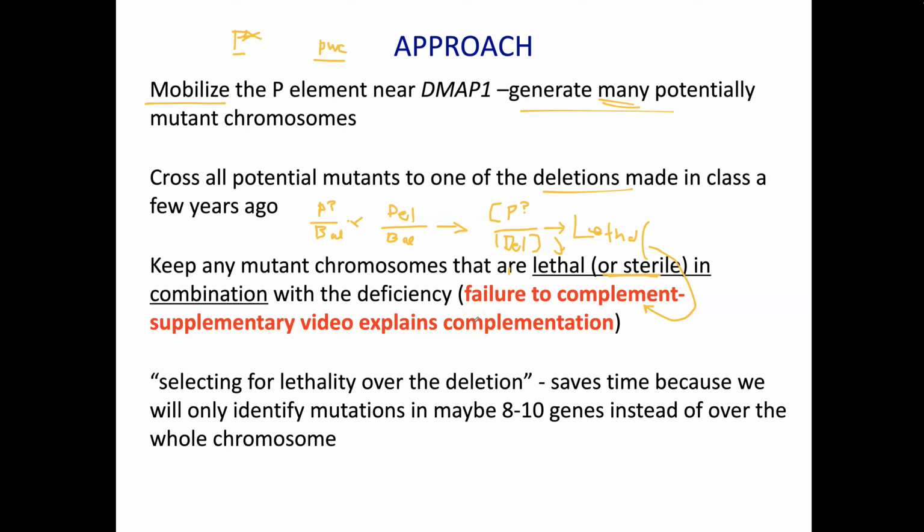Some of you will know what this means and some of you won't, so I put an optional supplementary video that explains what complementation is and how it works. We call this selecting for lethality over the deletion. Over is basically the way we draw it, with this on top and this below. So the P-element chromosome is over the deletion, but we really mean in combination with. That's a shortcut, and it's going to save us a lot of time, because we're only going to identify mutations potentially in maybe 8 to 10 genes instead of the 8,000 that are found on the whole chromosome. So we do much less work.